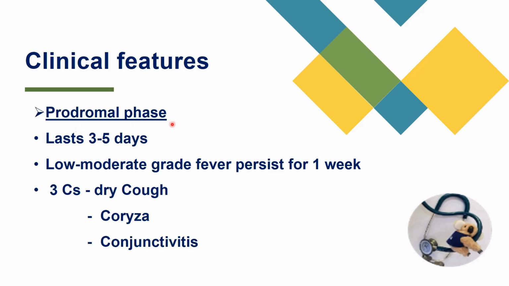In the prodromal phase, there is low-grade fever which persists for 1 week, and this phase prominently lasts for 3 to 5 days. And then this is followed by 3 symptoms. You can remember 3 C's. One C stands for dry cough. Second is coryza. The child has coryza and a severe runny nose. And then there might be conjunctivitis. So these 3 C's are usually present along with the fever during the prodromal phase of measles.